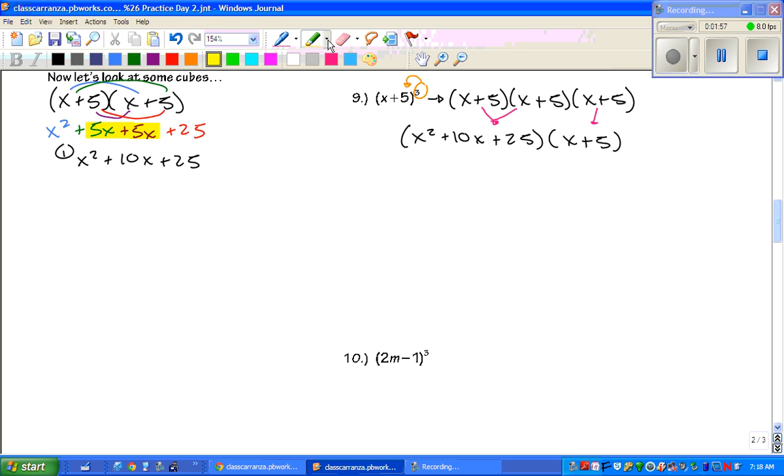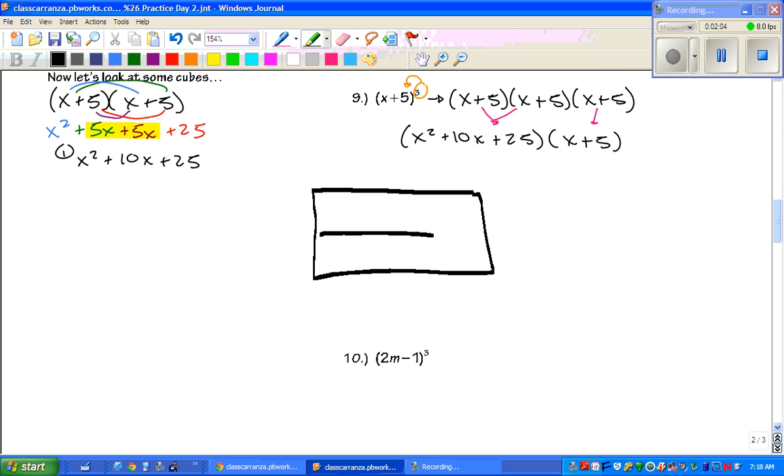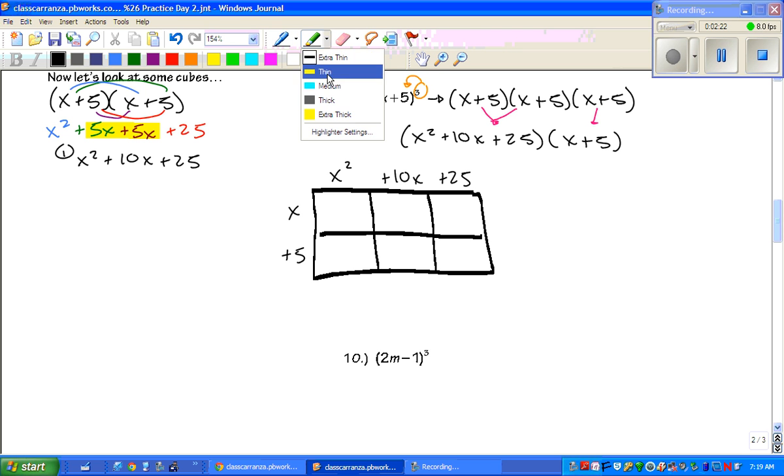And now when I multiply that one out, I'm going to do the box method just because it's a trinomial times a binomial, and I want to keep all of my terms together. So we got x squared plus 10x plus 25 and x plus 5 down here. So I know that these boxes right here, I'm going to be able to combine. So let's go through and start multiplying things out.